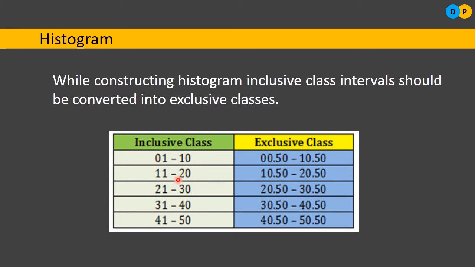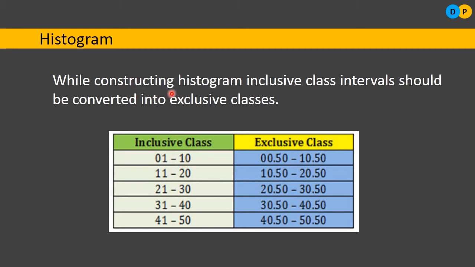If we have been presented with such a class interval and we have been asked to plot a histogram, our duty is to convert these inclusive class intervals to exclusive class intervals. For example, here 1 to 10 will become 0.50 to 10.50. Nothing but we will be subtracting 0.5 from the lower limit. Similarly, we will be adding 0.5 to the upper limit. So this is the way to convert an inclusive class interval to an exclusive class interval.